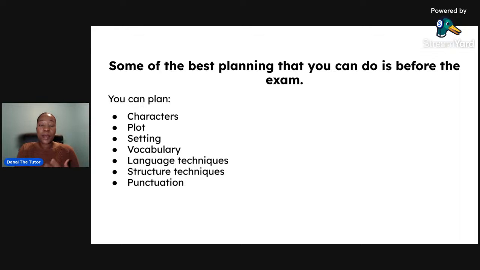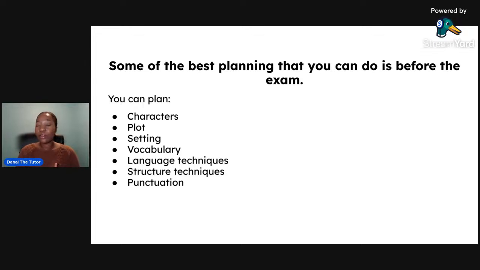So some of the best planning, like I said, that you can do is before the exam. You can plan your characters, you can plan your plots, meaning the events that happen in your story. You can plan your setting. You can plan the vocabulary that you will use. We know that the exam board wants you to use ambitious, sophisticated vocabulary. You can plan which words you want to use. You can plan which language techniques you want to use, structure techniques, and punctuation as well.